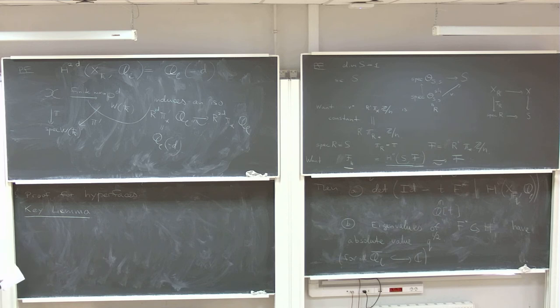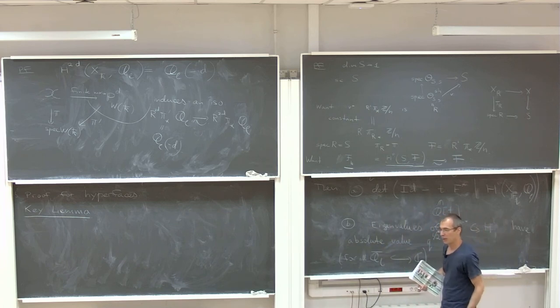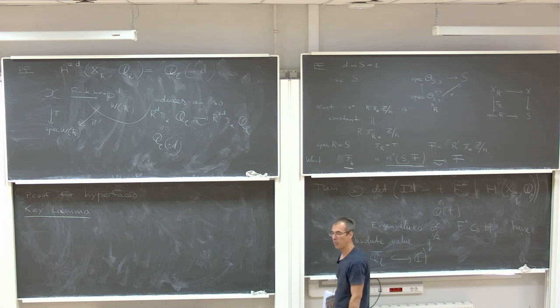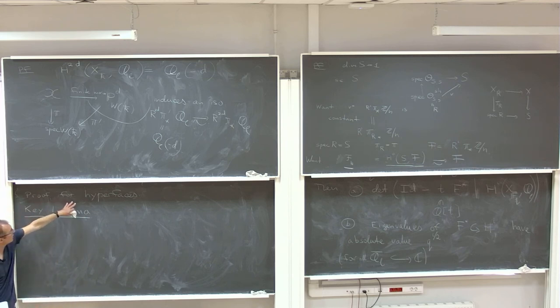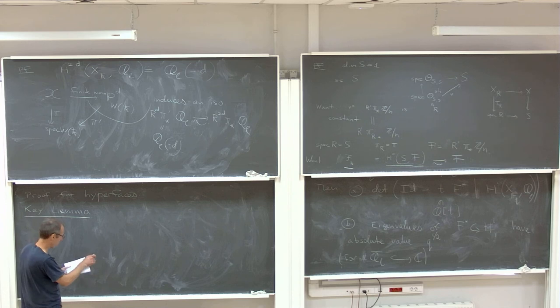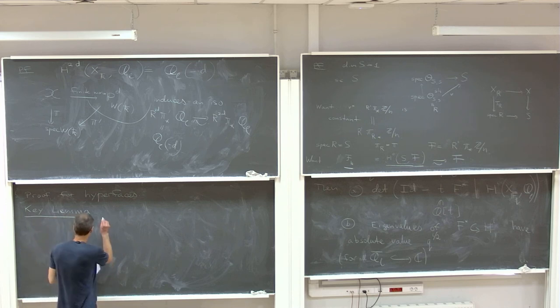Everything that was before was, well, we set up the formalism of étale homology, and then we tried to extend the results that we know about complex algebraic varieties to étale homology for varieties over an arbitrary field. Everything that goes into this proof does not have a complex analog. It's completely new mathematics. So here is a key lemma.